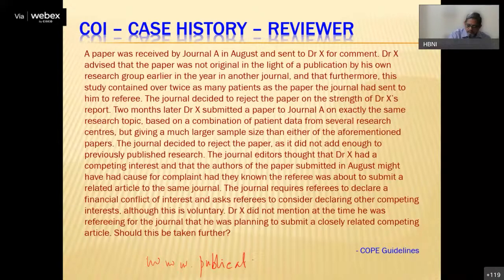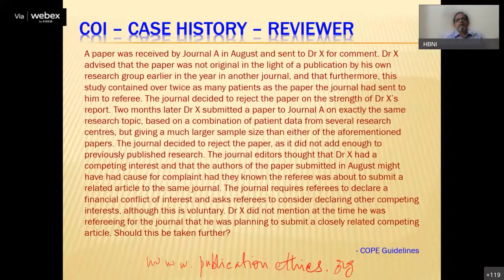www.publicationethics.org. So that is the concerned website for COPE, and you'll find plenty of case histories on this website, and there are many other websites also, like Retraction Watch, which have a record of all these cases.